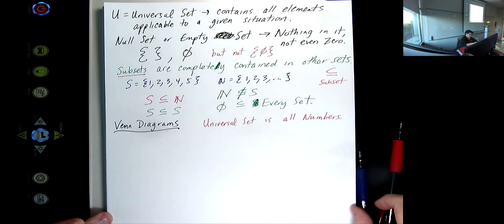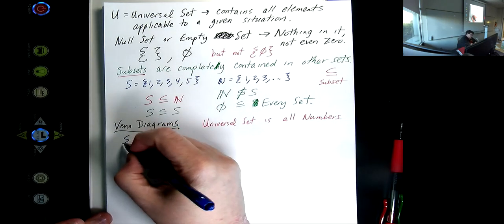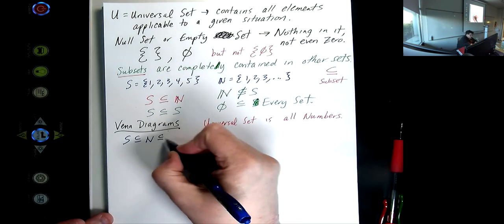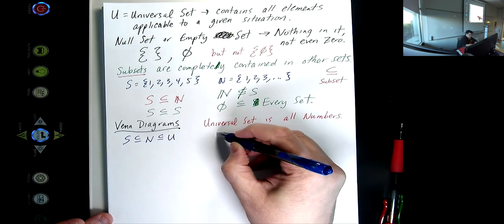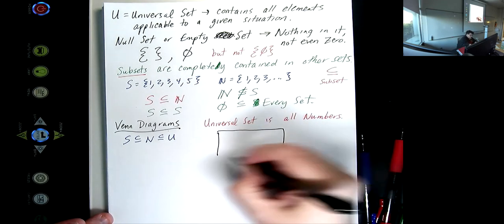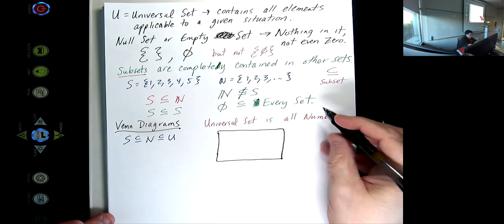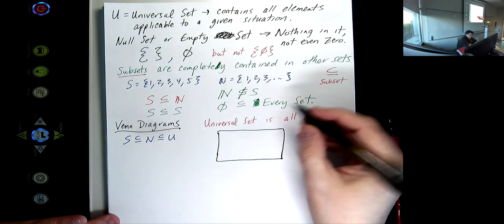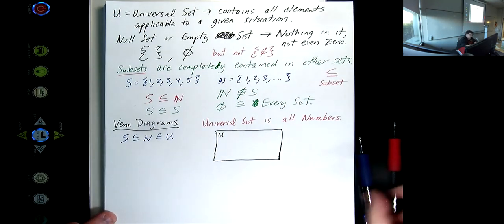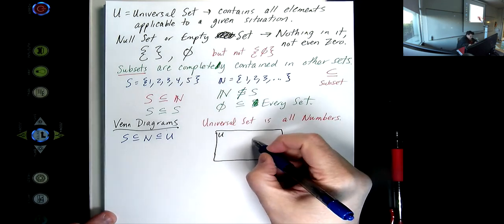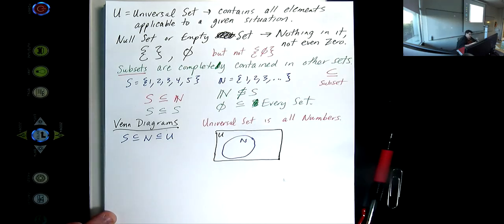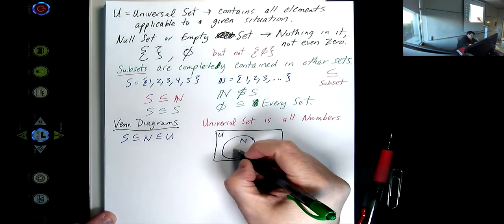So we already said S was a subset of N. And the natural numbers are a subset of all real numbers. So pictorially, what that means in the Venn diagram is we tend to draw a box just to describe the whole space. We'll call that U as the big space. And we'll pick a region in there to define N. This will be N. And inside of N is S.